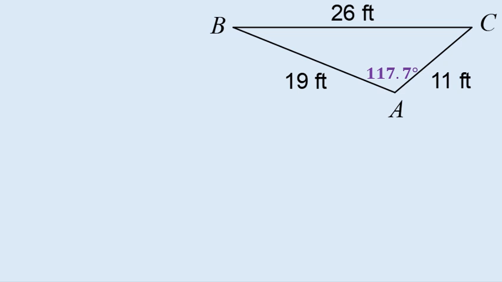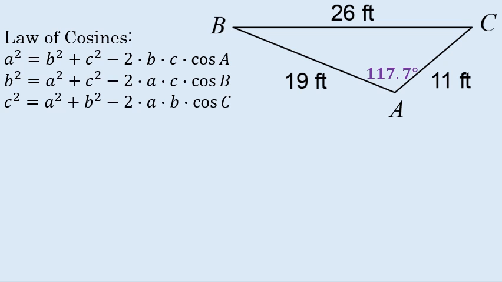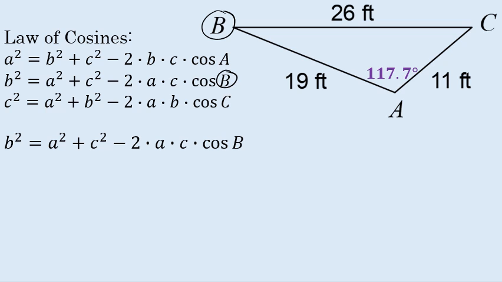Again, I'm going to find angle B next, but I could find angle C next if I wanted to. The order that you find the measures of these three angles doesn't matter. I'm going to use the law of cosines again to find angle B. And of the three forms of the law of cosines, only one of the forms includes angle B. On the screen, it's the second form that I have listed. B squared equals A squared plus C squared minus 2 times A times C times the cosine of angle B.